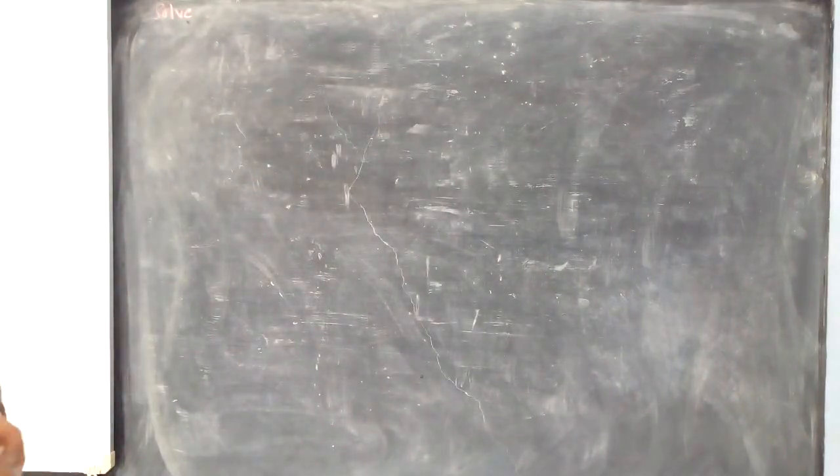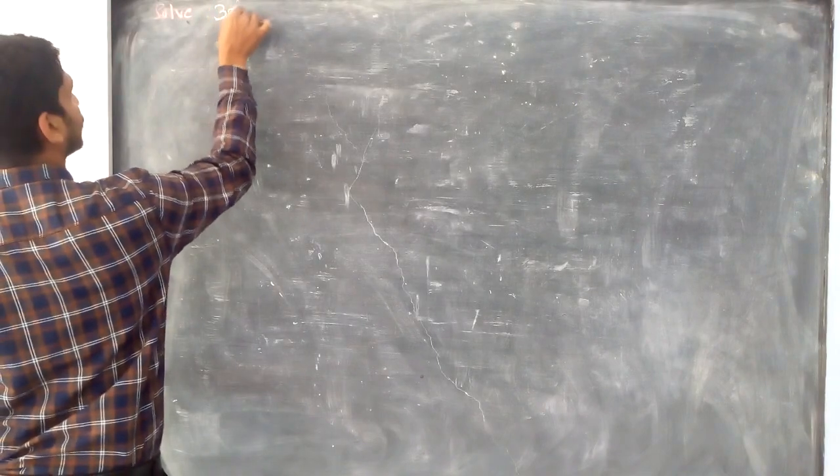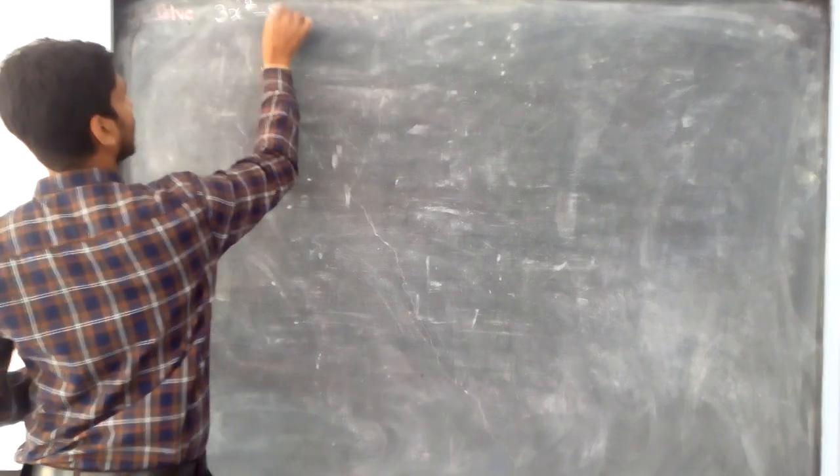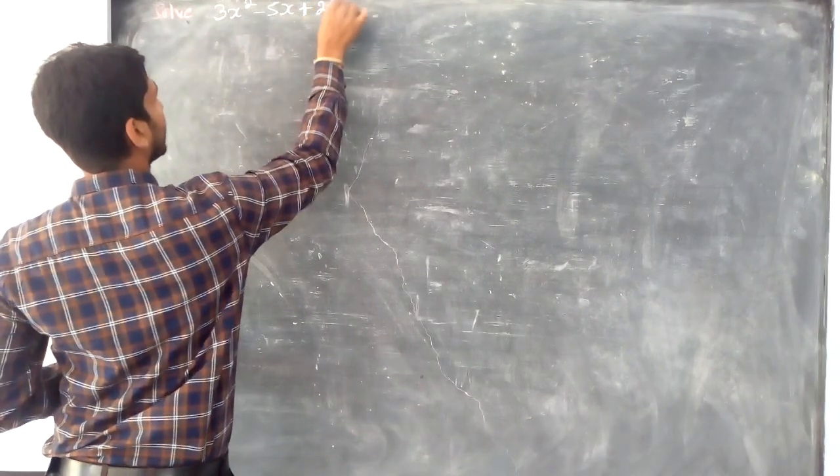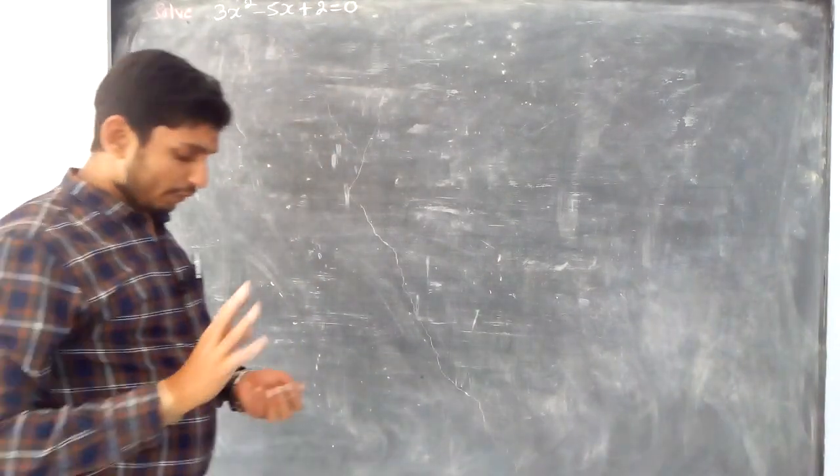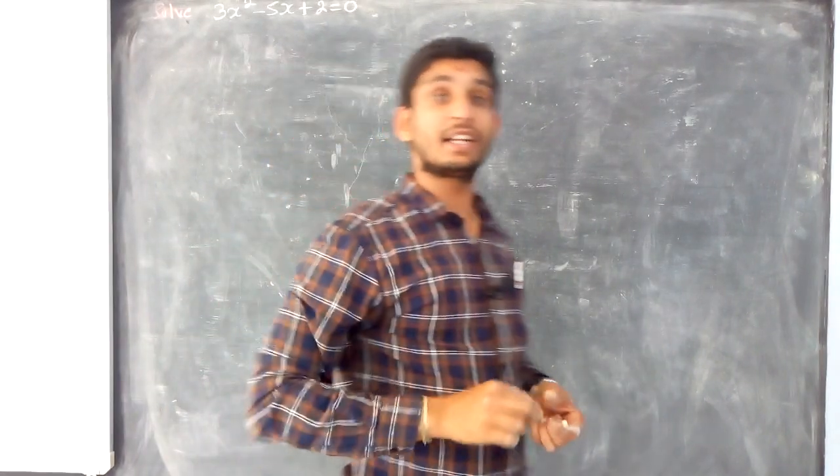The next question is like this. Solve 3x square minus 5x plus 2 equals 0. Very important as well as very interesting also.